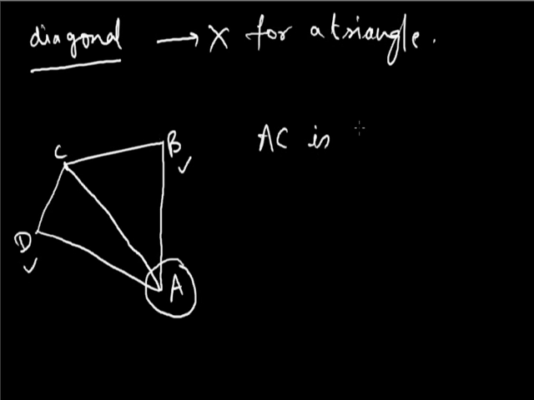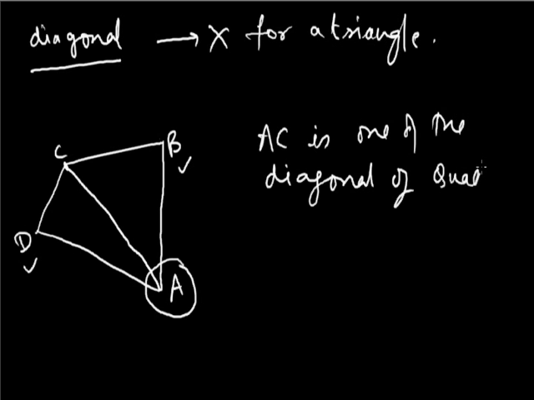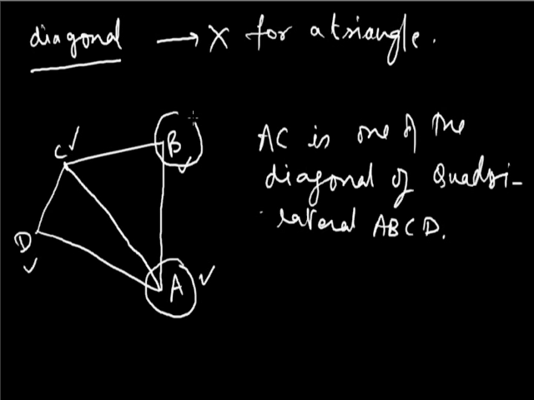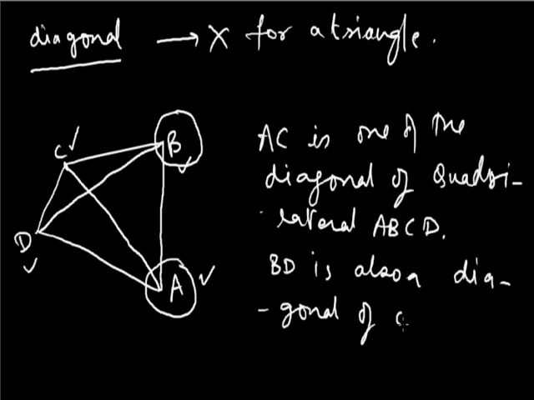So AC is one of the diagonals of quadrilateral ABCD. Similarly, you can check for vertex B that vertices C and A are its consecutive vertices. That's why the remaining vertex is D. So by joining vertex B and vertex D, we will obtain another line segment BD, which is also a diagonal of quadrilateral ABCD. Here Q represents quadrilateral ABCD.